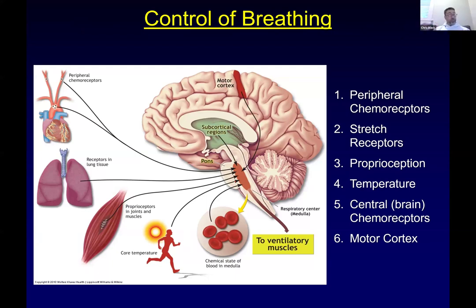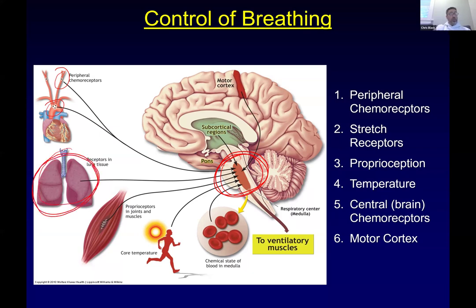Ventilation is controlled by the brain. Much of this is going to come back into what we call respiratory centers, which are located in the medulla. The medulla, or these respiratory centers, are going to have input coming in from what we call peripheral chemoreceptors that are in the carotid arteries and in the aortic arch. Peripheral chemoreceptors are monitoring oxygen levels and CO2 levels in arterial blood. We also have stretch receptors in the lungs that are going to send information.